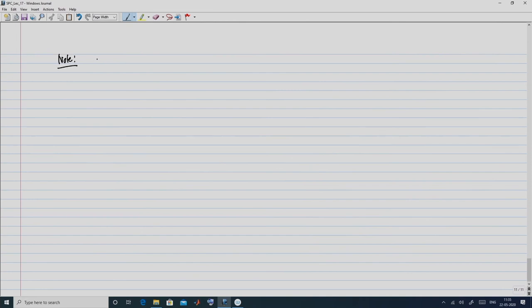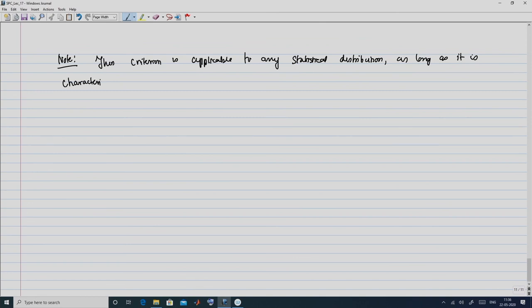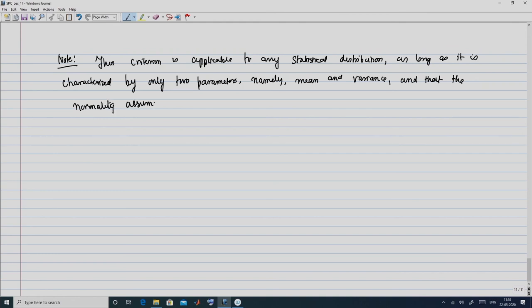I just want to make a note here that this kind of criterion is applicable to any statistical distribution as long as it is characterized by only two parameters, namely mean and variance, and that the normality assumption is not necessary.